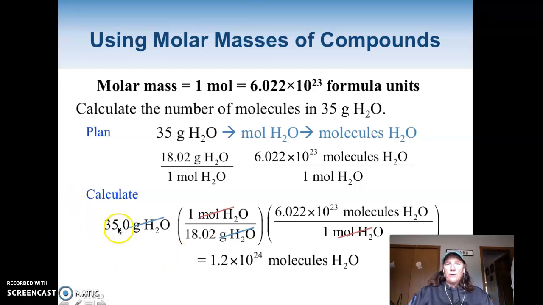So I just multiply. I take 35 times 6.02, divide by 18, and I get 12. And then I tack on my 10 to the 23rd. But again, I can't leave it as 12 times 10 to the 23rd. So I move this over, and I make this 1.2, which is proper. And because I made this number smaller, I make the exponent larger. So in 35 grams of water, there's 1.2 times 10 to the 24th molecules. And again, you would never be able to count that.